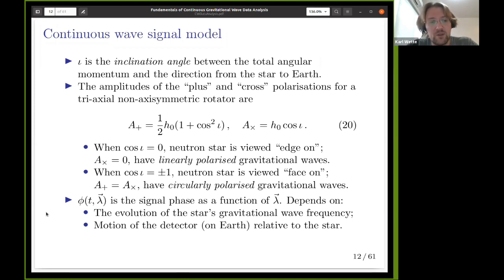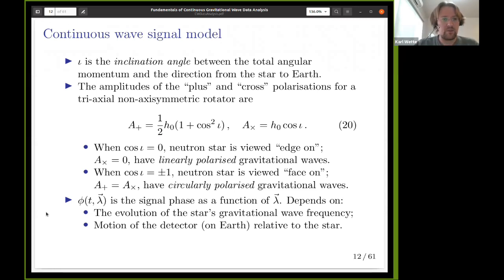A few properties here: if we have cos iota being 0, that's a 90-degree angle, and we're viewing the neutron star edge on to its angular momentum vector. If you look at that equation, you'll see that h cross goes to 0, so we only have h plus. That gives us linearly polarized gravitational waves.